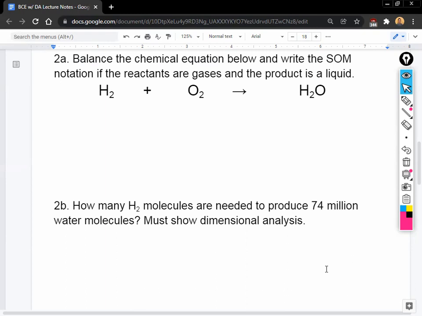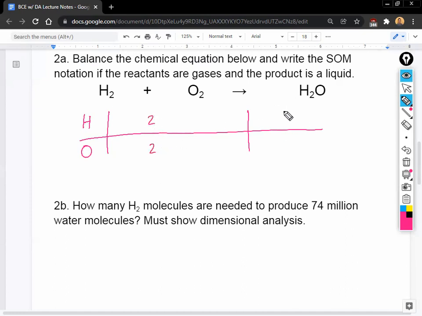Alrighty, guys. So if you guys are finishing up, feel free to finish up, but I'm going to start going over it just so you guys have some time to finish up your assignment, okay? So let's start with the balancing. The only elements we have are hydrogen and oxygen. So very simple table. How many hydrogens do I have on the left side? Two. And then same thing with the oxygen, right?